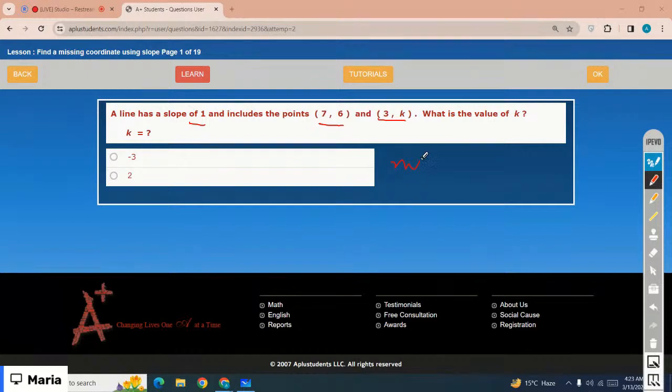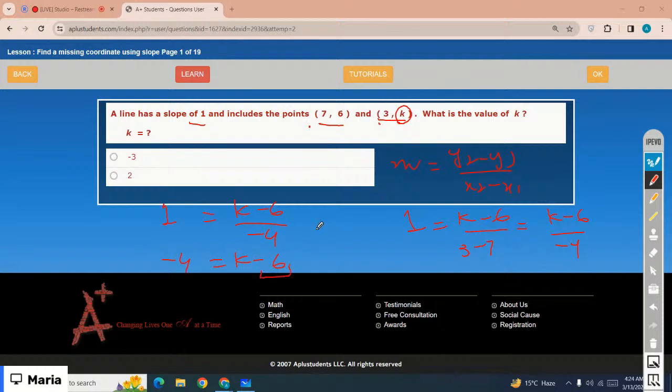We know that the formula for slope is m equals y2 minus y1 divided by x2 minus x1. Just put in the values. You are given the slope 1. y2 minus y1, this is y2, that is k minus 6. x2 minus x1, 3 minus 7, right? So it would be k minus 6 and 3 minus 7 is negative 4. Just cross multiply, right? 1 equals k minus 6 over negative 4. Negative 4 is multiplied with 1. So negative 4 equals k minus 6.